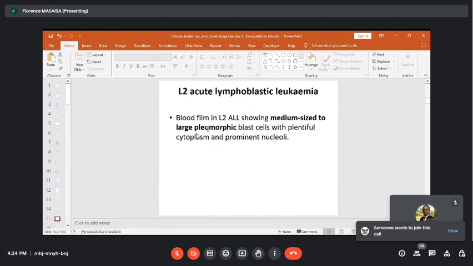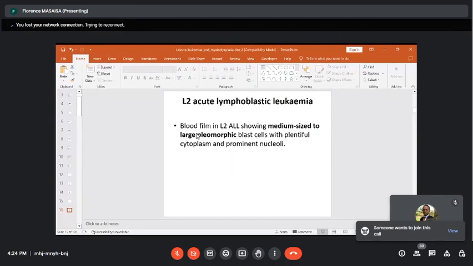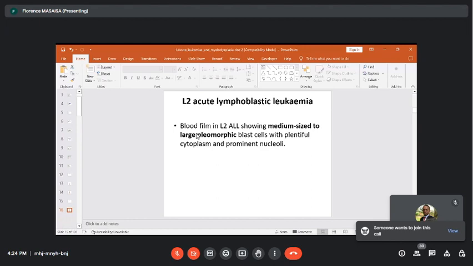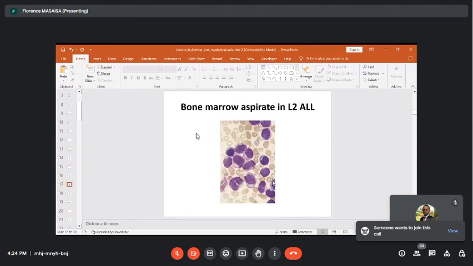Then L2, it's a medium-sized to large pleomorphic blast, with plentiful cytoplasm and prominent nucleoli, which is here. You see where the nucleoli are. The nucleolus is somewhat prominent. You can see inside. That is L2.